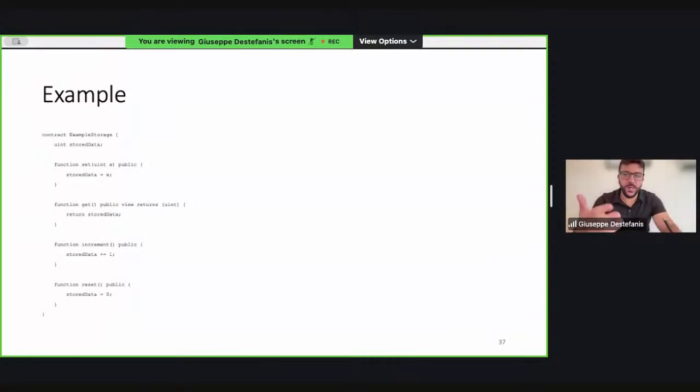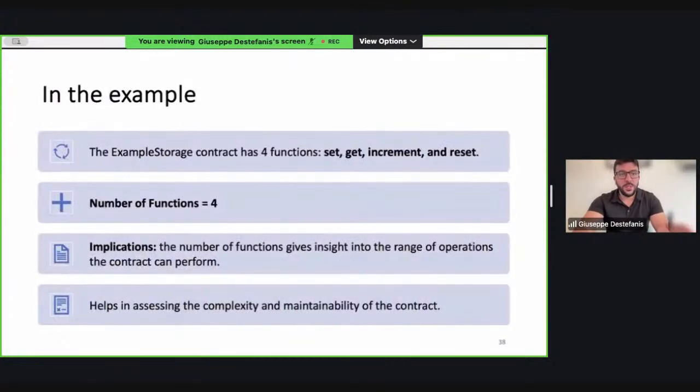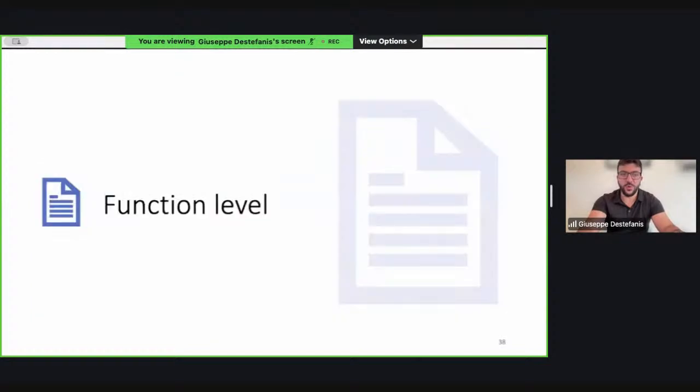All the studies are empirical, so it really depends on the empirical study we are performing. So here, number of functions. We have 4 functions: set, get, increment, reset, and number of functions is telling us the range of operation that a contract can perform.